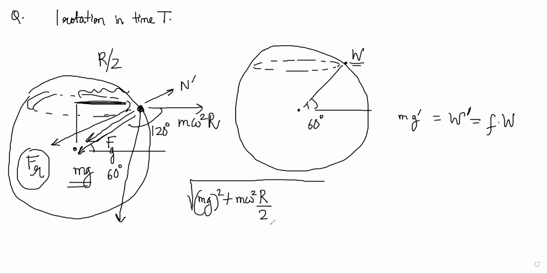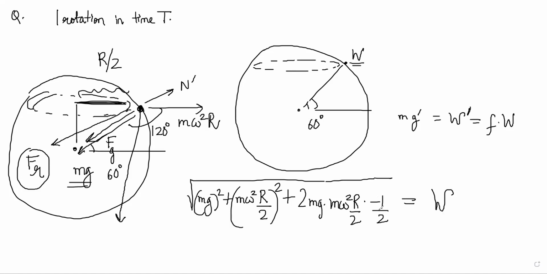M omega square R by 2 whole square plus 2 mg into m omega square R by 2 cos 60, cos 120, right? That is the resultant. So minus half. You understand? This is coming out. This is my weight at the point here, W.